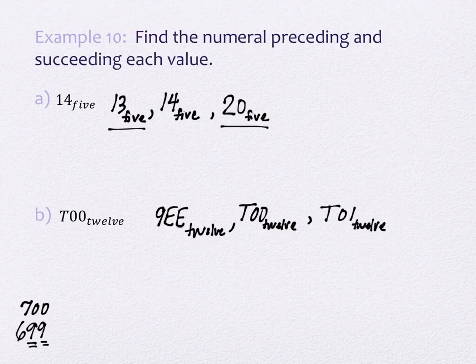A little uncomfortable? See, you had no problem telling me that before the 700 came 699, right? No problem. I don't think that your first graders would have a problem with that. It wouldn't be that easy, right? Just like figuring out that 9EE came before T00 was for you.